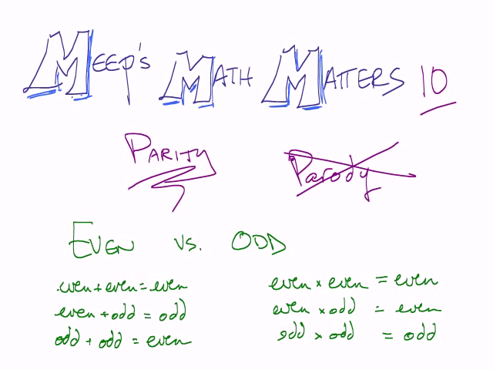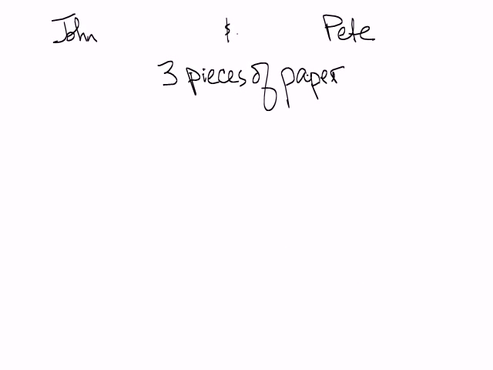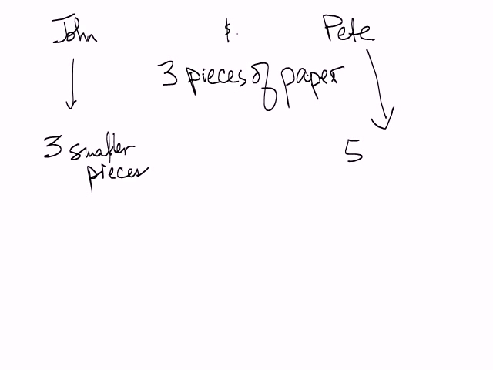use these parity arguments. Consider the situation where we have two boys, John and Pete, and 3 pieces of paper. At any given time, one of the boys picks up a piece of paper. If it's John, he'll pick up a piece of paper and tear it into 3 smaller pieces. If it's Pete, and he picks up a piece of paper, he'll take that piece of paper and tear it into 5 smaller pieces.